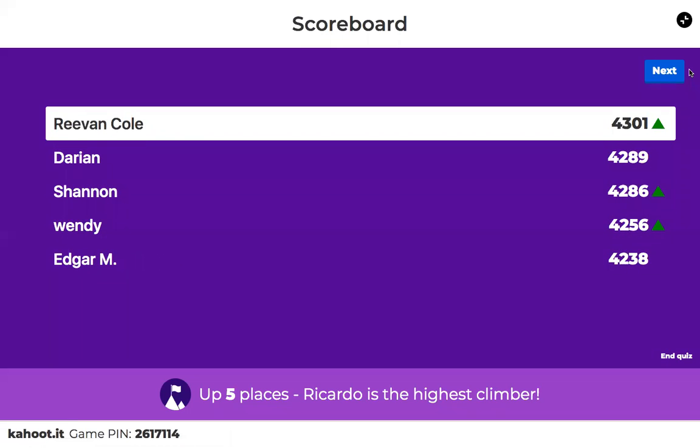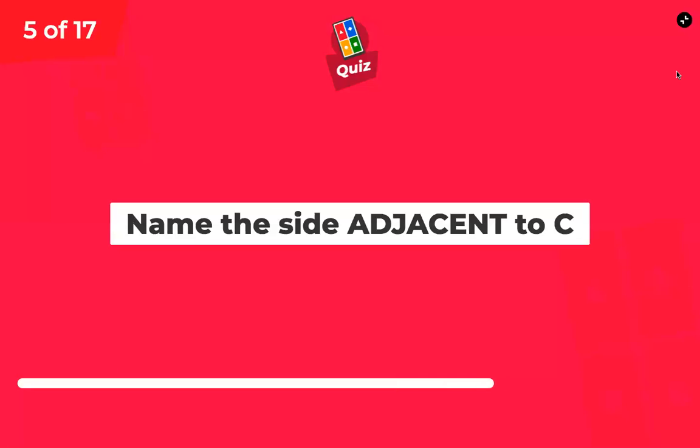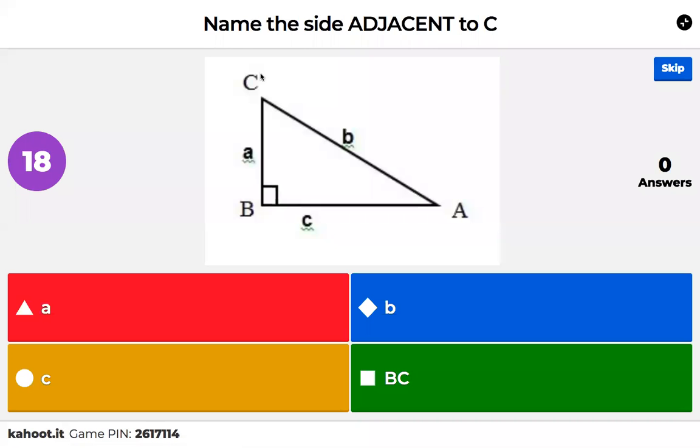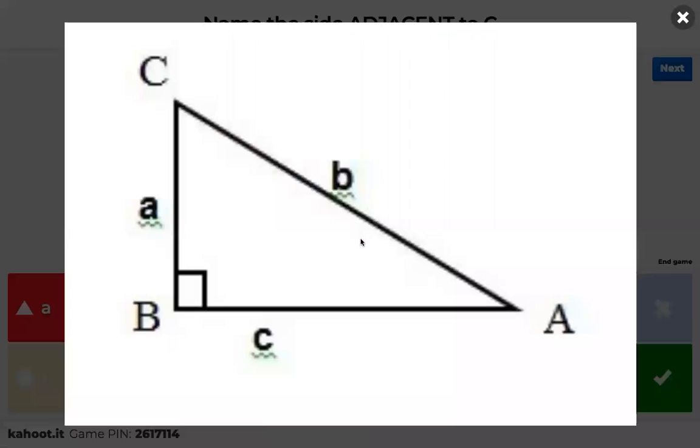Okay, look at that, a rearrangement. Now we have Raven, Darian, and Shannon in our top 3. Now you're going to name the side that's adjacent to C. So here's C. What side is adjacent to C? Good, look at that improvement, awesome job. So here's C, the side adjacent is right here.